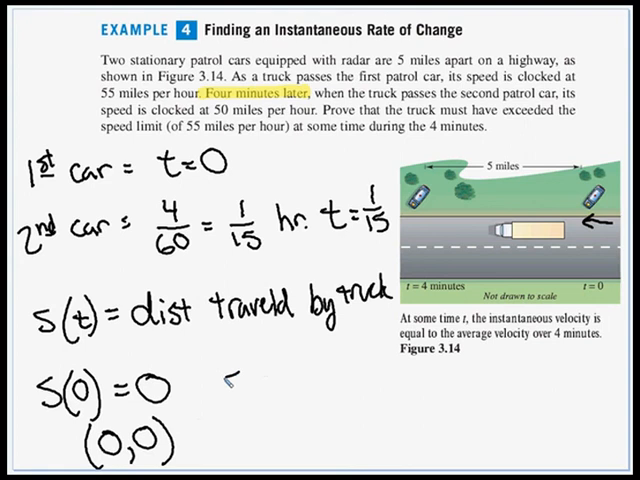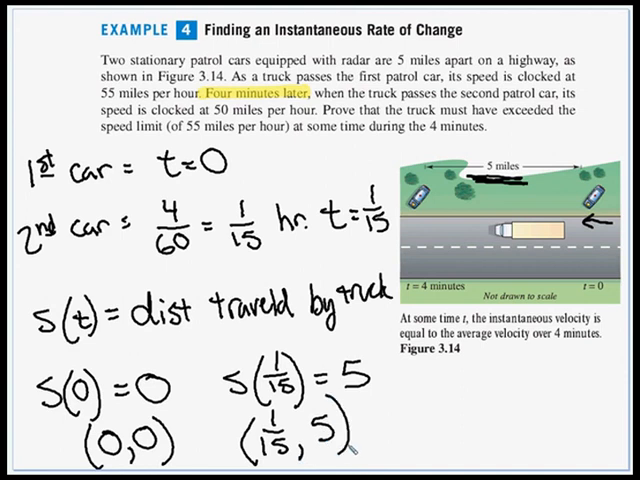S of 1/15. Again, s is the function for the distance the truck has traveled. S of 1/15, we've gone 5 miles. It was given in the setup of the problem. So our other point is 1/15, comma 5.